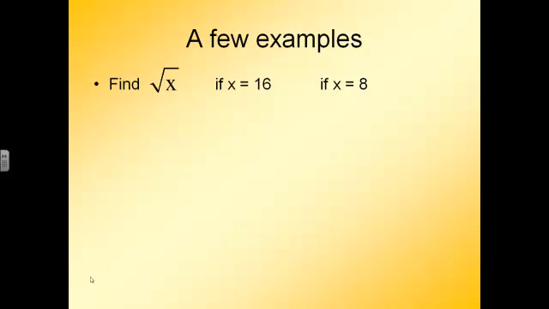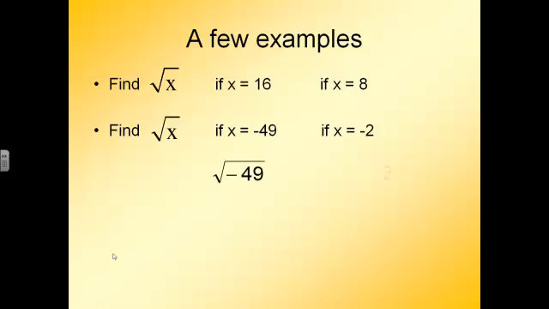if x itself is a negative number. Let's do some examples. If I were asked to find the root of x, and I let x be these two numbers, that's not a problem. Root 16 is 4, and root 8 doesn't work out to a whole number, but it doesn't matter, it exists. If, on the other hand, I let x be a negative number, then I'm going to run into problems. Can't do root negative 49, can't do root negative 2.